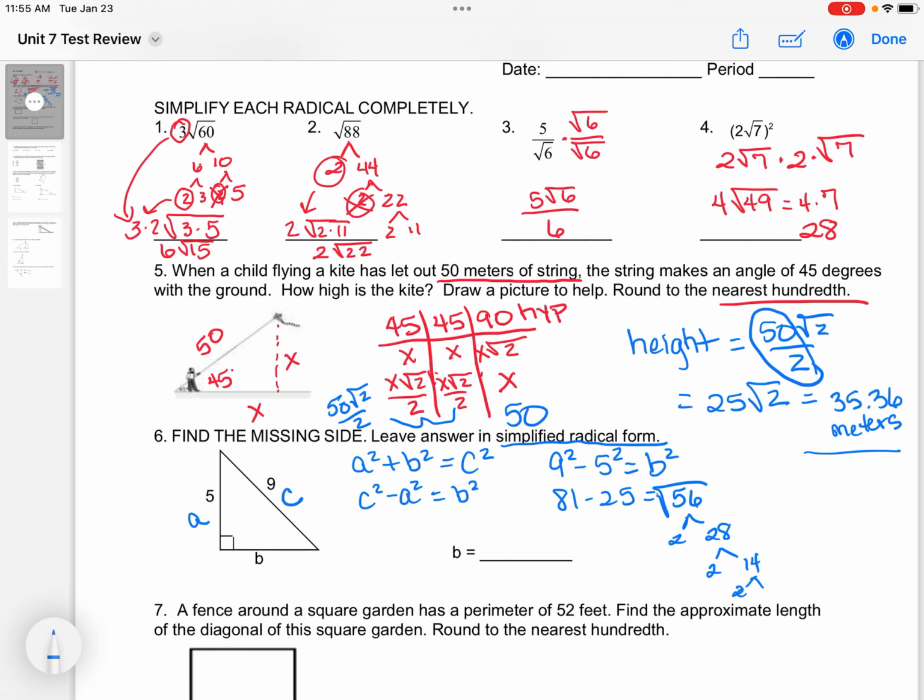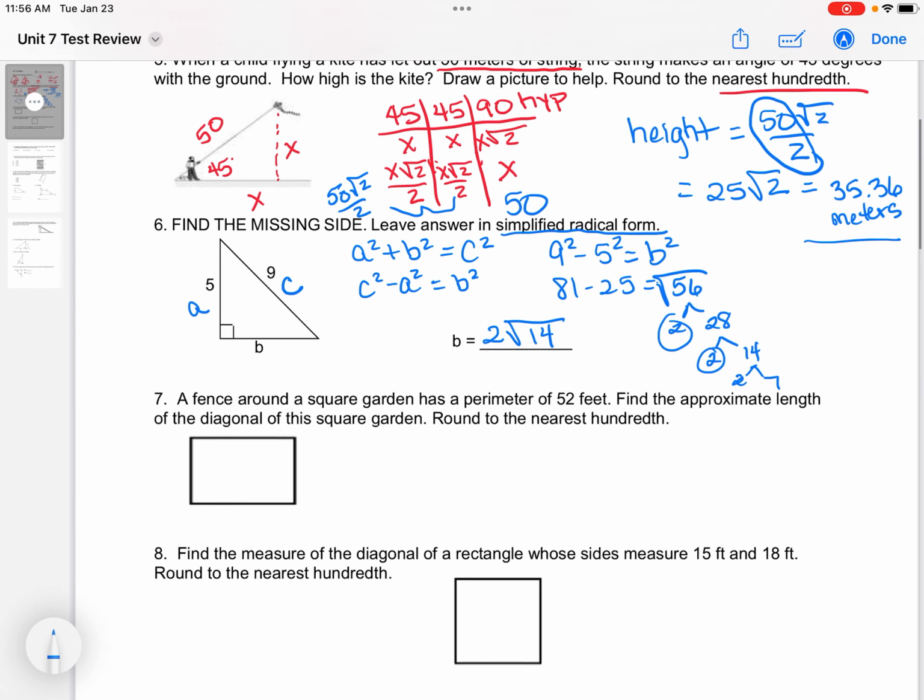Two and 14, 2 and 7. All right, one pair, one goes out. The 2 and the 7 stay inside. So I have 2 times the square root of 14.